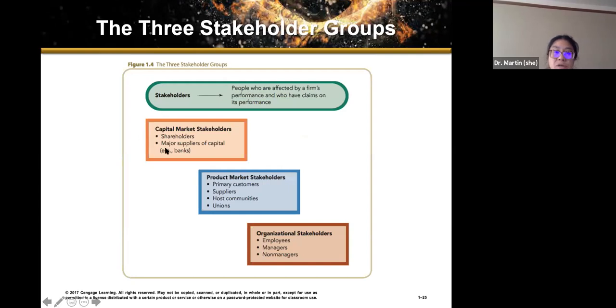So, to be more specific, shareholders, major suppliers of capital. And again, you derive capital from lending, so I'm including bondholders as well. Product market stakeholders, again, I said customers and suppliers. There are also host communities and unions. And then organizational stakeholders, so employees, managers, and non-managers.